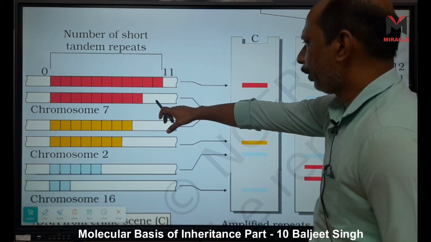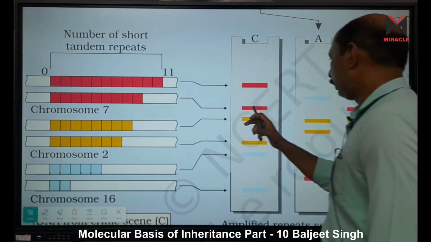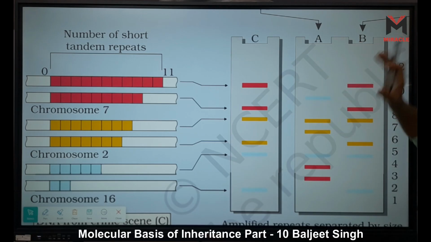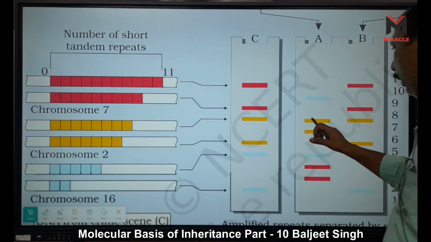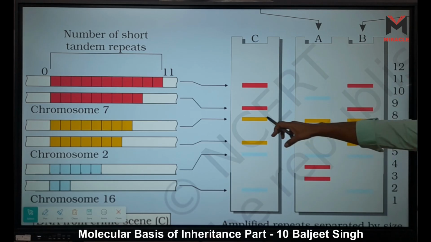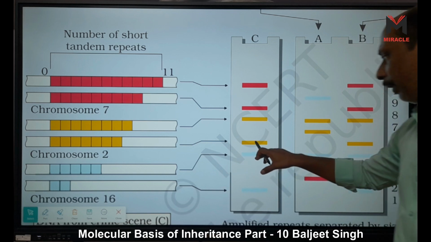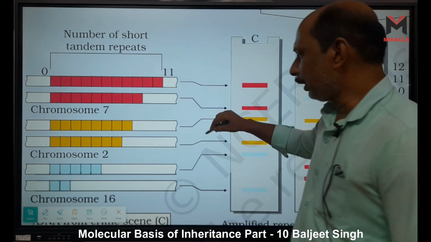Second, this one, how many are there? 1, 2, 3, 4, 5, 6, 7, 8, 9, and this is also here. And this one matches with this one. But here, it has no VNTRs. On 7, it is present, okay. Here A is present, B also present. This is present in all these cases, but this chromosome 2 one is present here, but not present here. So when we see this one, what do we get?